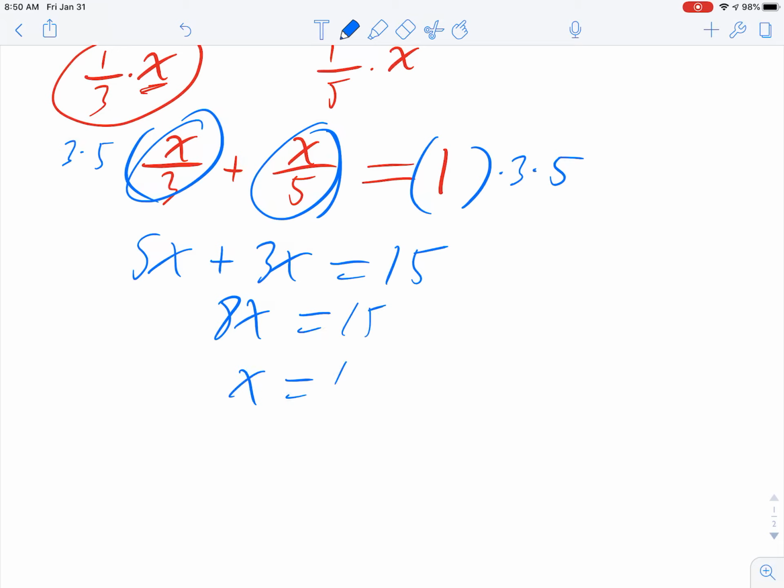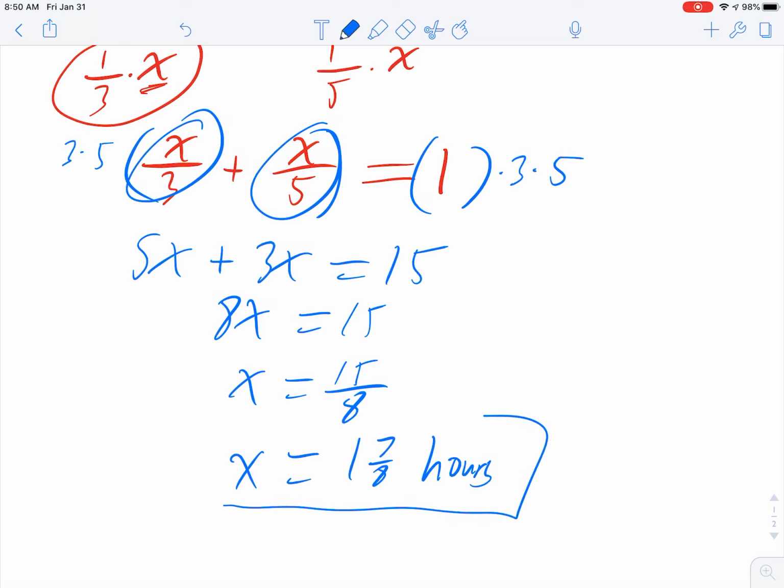So x equals 15/8, or 1 7/8. And remember, this was hours, so it would take them 1 7/8 hours to build a boat.